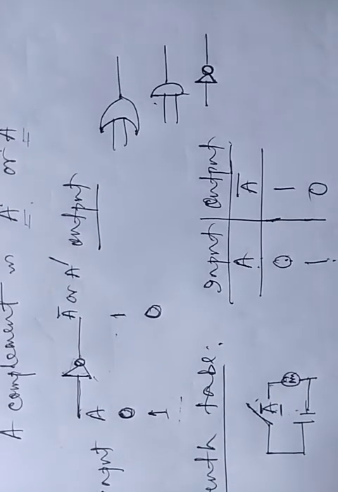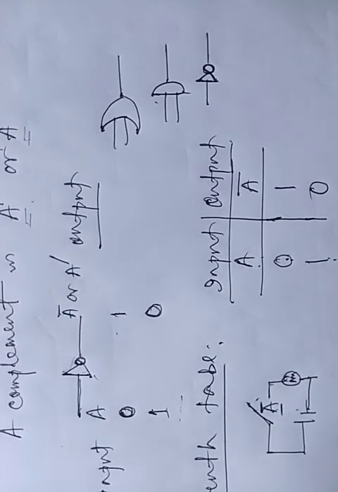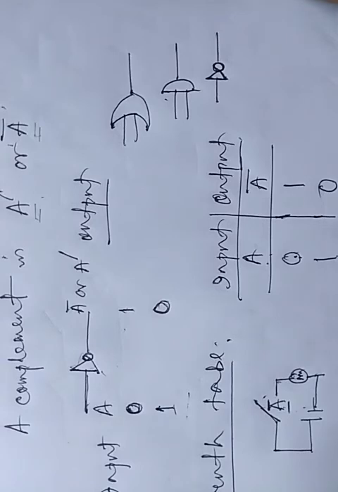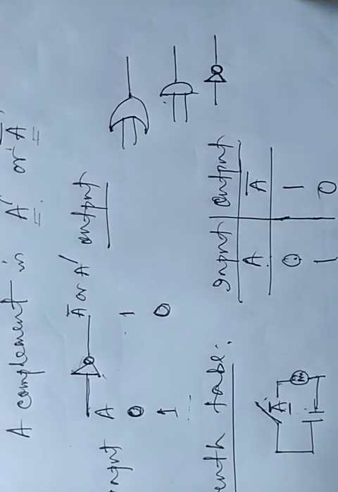So our three main basic gates, AND, OR, and NOT gate, are the three basic logic gates in Boolean algebra. There are also so many other gates, which are totally based on these three gates.